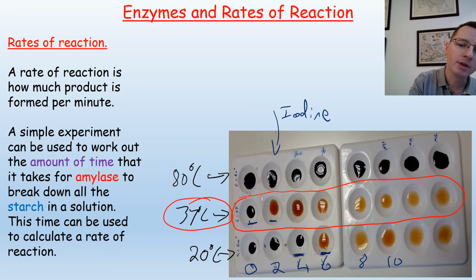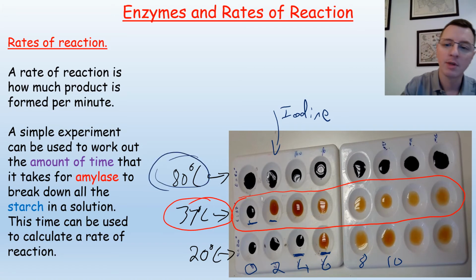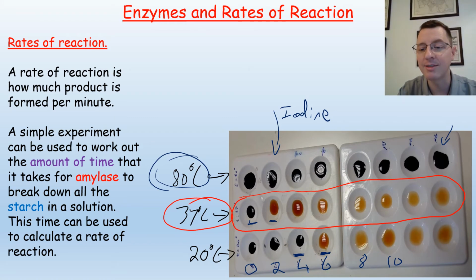At 80 degrees, we can see even at 14 minutes the iodine is still a blue-black colour. There is still starch present. None of the starch has been broken down even 14 minutes after the reaction has taken place.